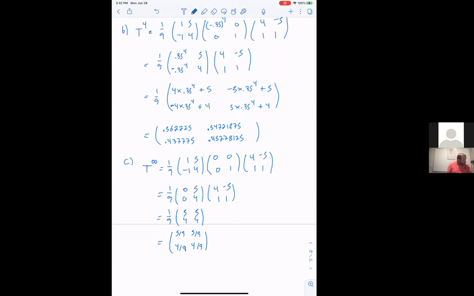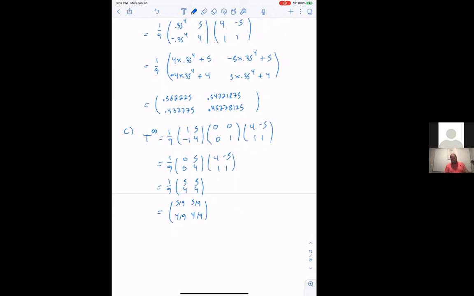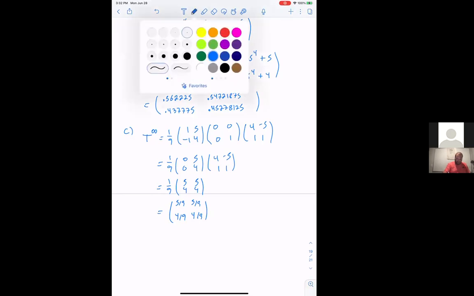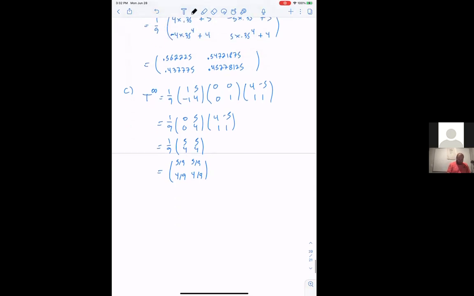So what is the long-term behavior of T? This is it. This is the long-term behavior: 5/9, 4/9, 5/9, 4/9. That's also the steady state probability vector. That 55%, 44% distribution would be the steady result. All right, awesome. And finally, the last question, question number 4.